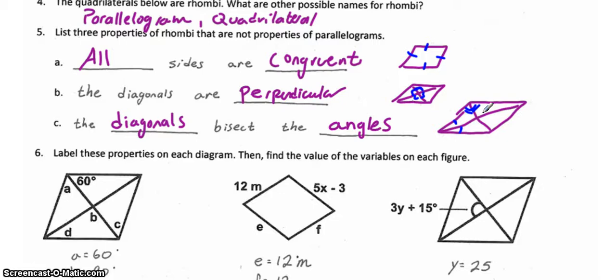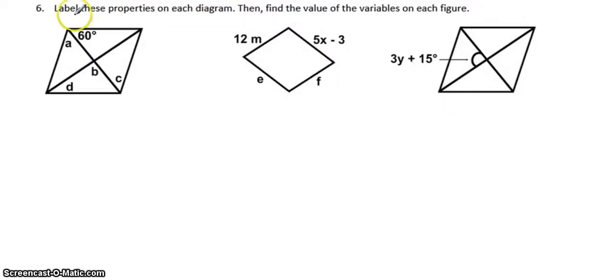That's number 5. Now let's take a look at some of the answers to number 6. Label these properties in each diagram, and they're all rhombuses. So we start with A. Remember, we said that the diagonals of a rhombus bisect the angles.